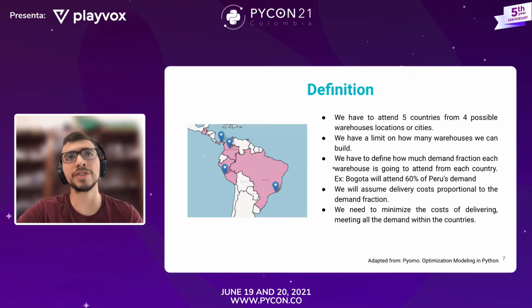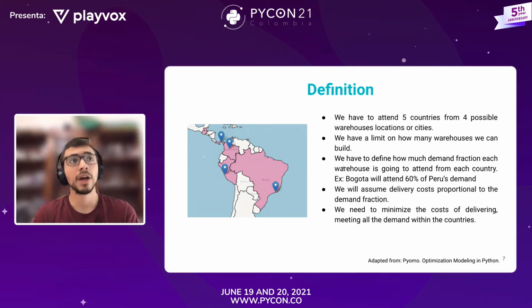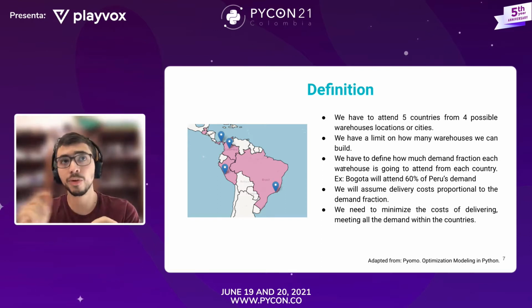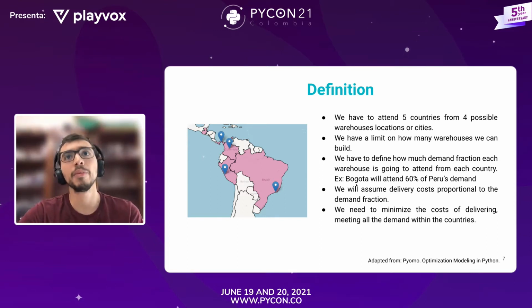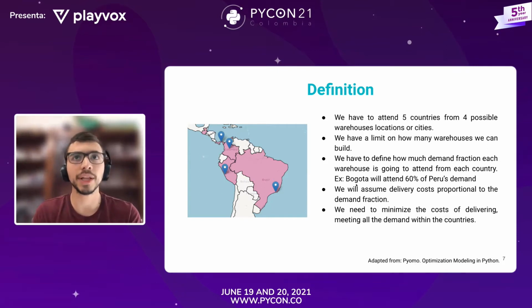And the third requirement that we have is that we need to define, from each warehouse, how much demand that warehouse should provide to each country. So for example, Bogota will attend 60% of Peru's demand, or Bogota will attend 100% of Colombia's demand, and so on.